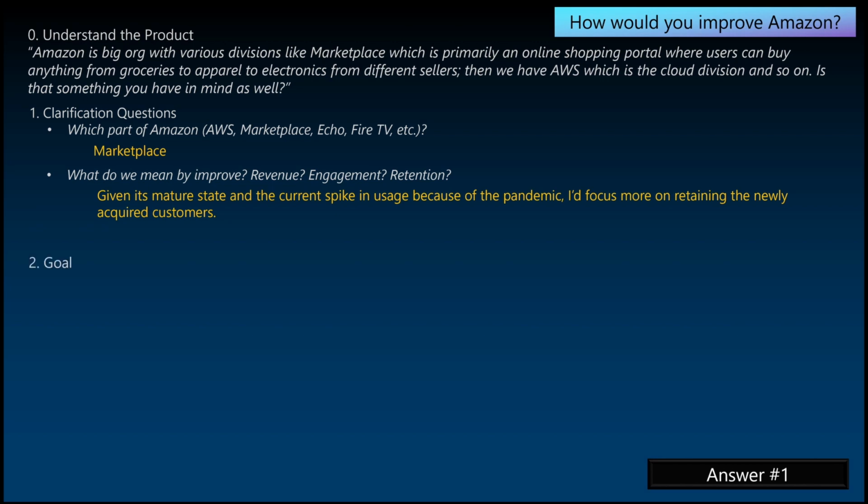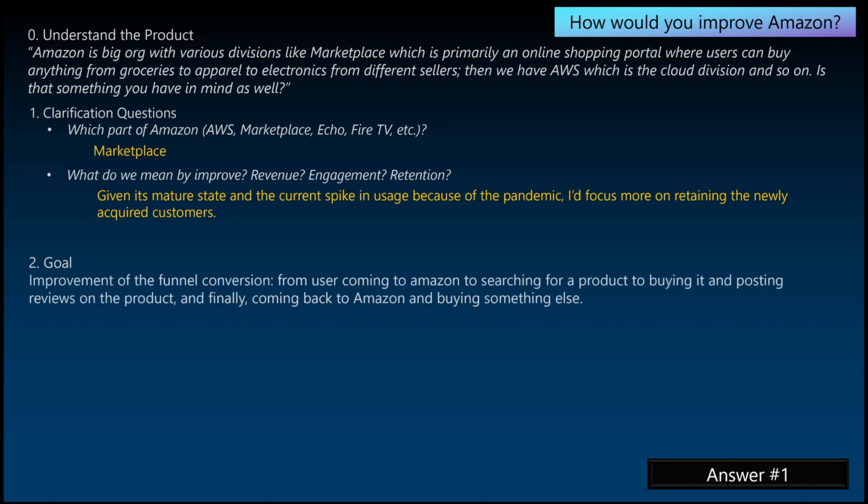And at this step, now we have our overall goal, which is to improve the funnel conversion for newly acquired customers. And what we mean by that is from user coming to Amazon to searching for a product to buy, to posting reviews about the product, to finally coming back to Amazon and buying something else. We want to improve this overall cycle. So this is where now I have a structure to my problem.